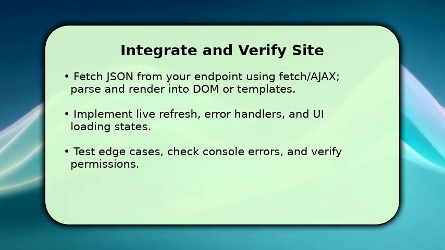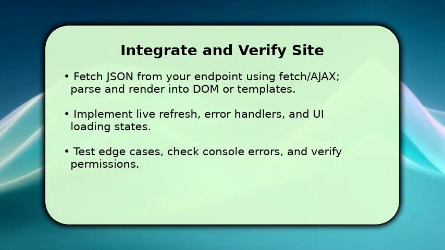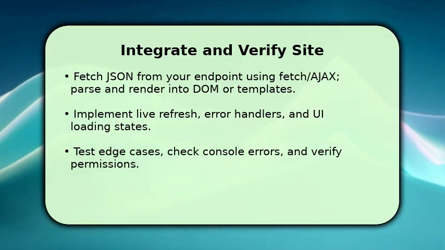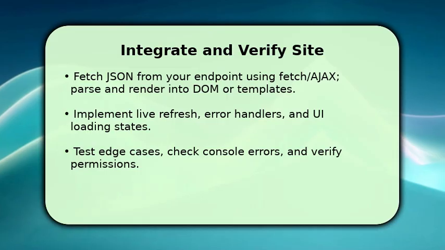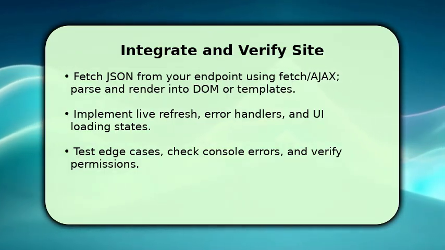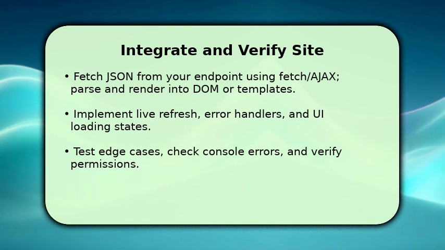Add graceful loading states and clear error handlers so users see meaningful messages if something fails. Finally, test with large datasets, invalid cells, and expired keys. If data doesn't appear, check the browser console for CORS or 401 errors. Then confirm the endpoint URL.